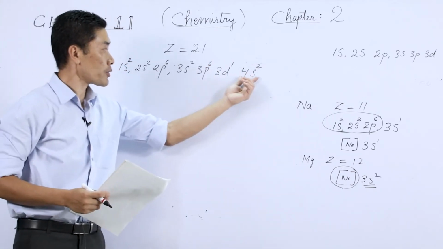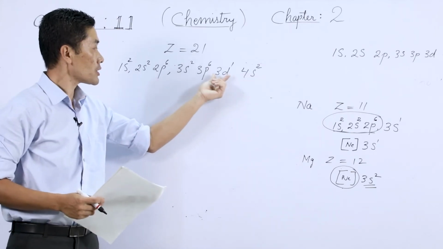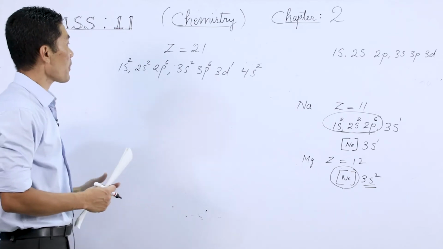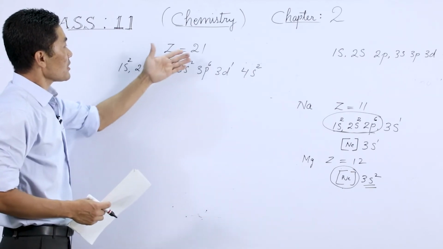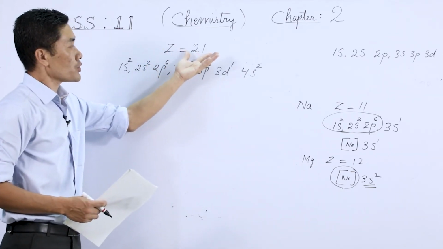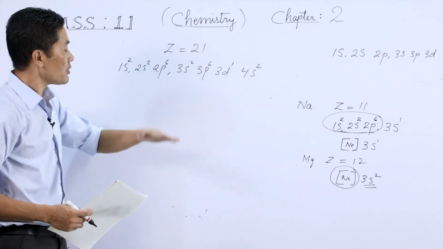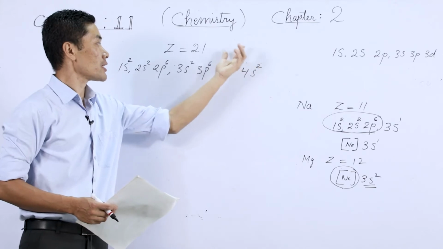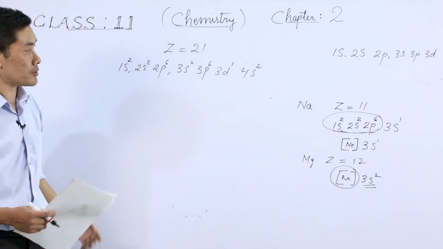Remember, 4s orbitals have to be filled before the 3d orbitals because these have higher energy. So starting from scandium with atomic number 21, as we go up, they will be filled like this. 4s will be filled first, then after that 3d will be filled.